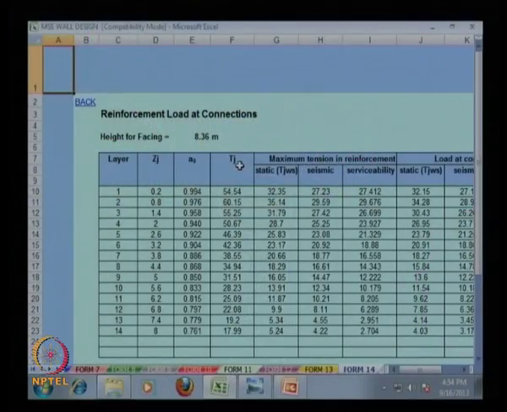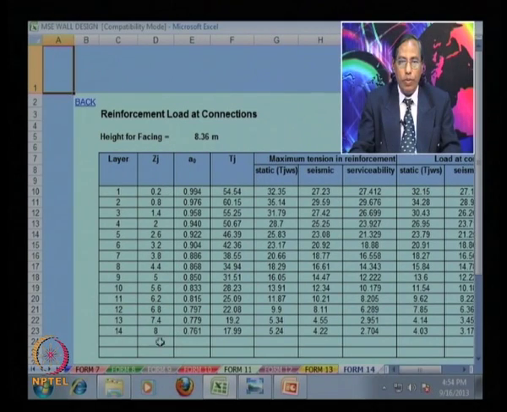So, reinforcement load at the connection: the height of the facing is 8.36 meter. This is the 1 to 14 layer. ZJ is 0.22 to 8, and A0 is 0.994 to 0.761. TJ is 64.64 to 17.99. This is the maximum tension in the reinforcement in the static case, that is TJWS, 32.36, decreasing up to 5.24. But in the seismic case it is lesser than the static case, that is 27.23 to 4.22.